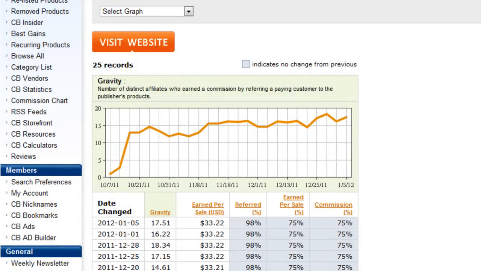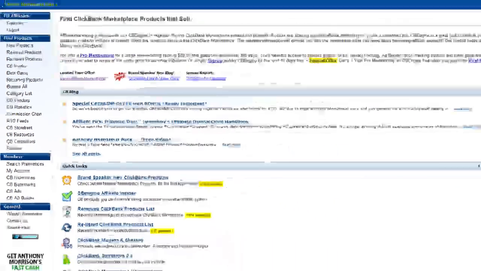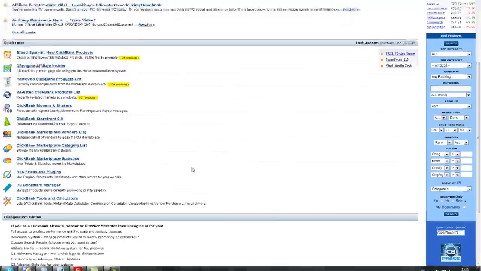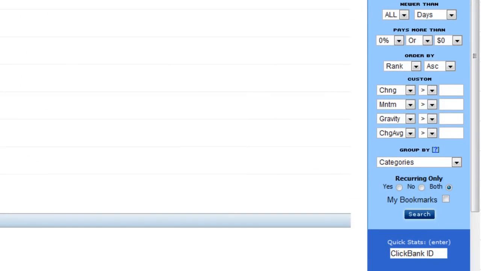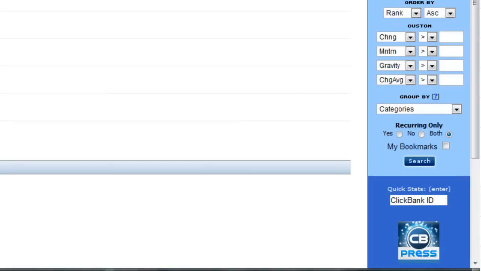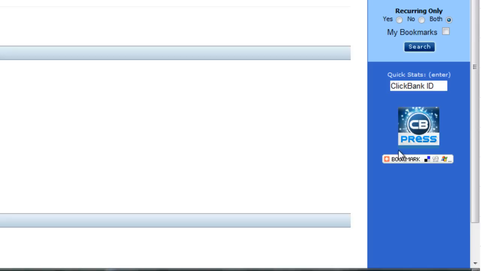But that's CB Engine. There's lots of other things you can do with CB Engine. For instance, if you have a vendor's nickname, you can type in their Clickbank ID and then click search.